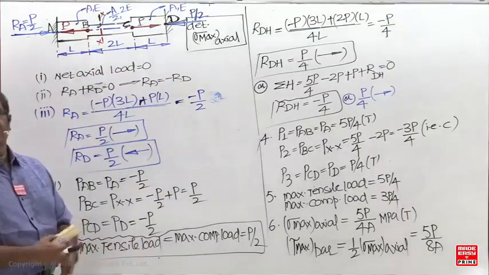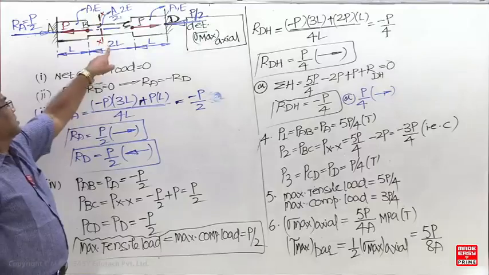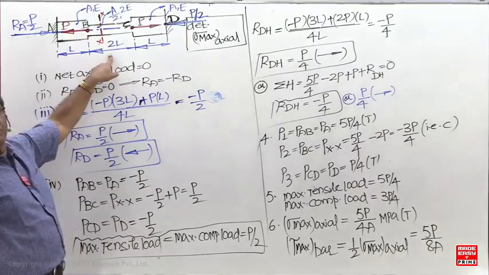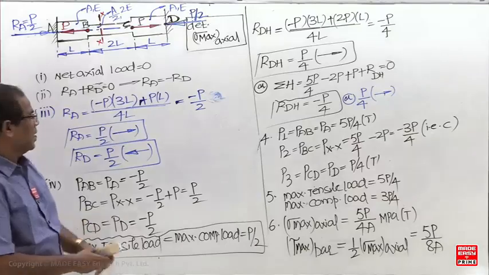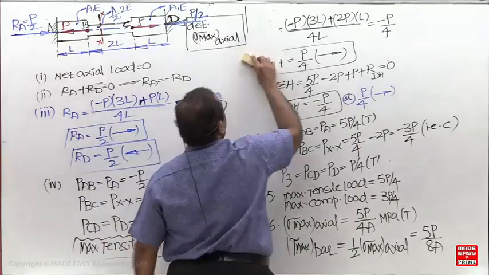And what is the maximum stress now? Where is the stress maximum in this member? Maximum stress is going to be 2P by A. Somebody has written P by 2A. Somebody is telling P by 2A. It is 2P by A.